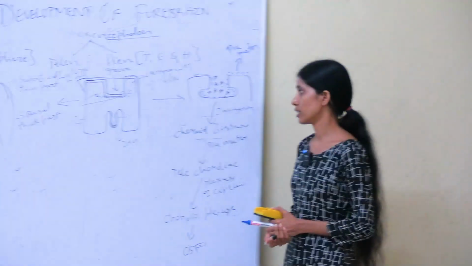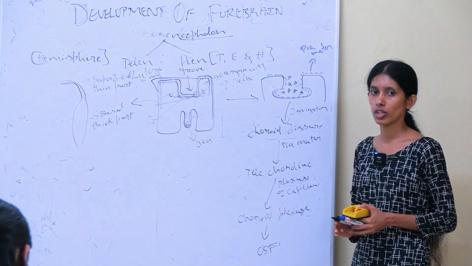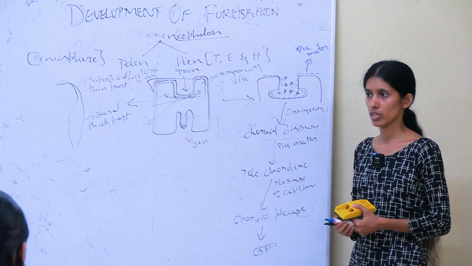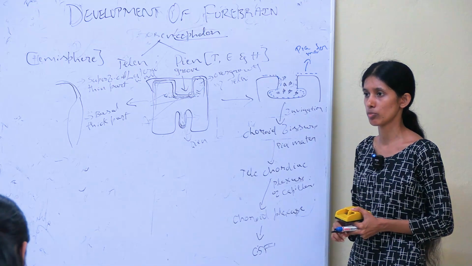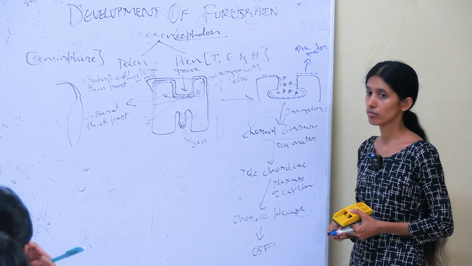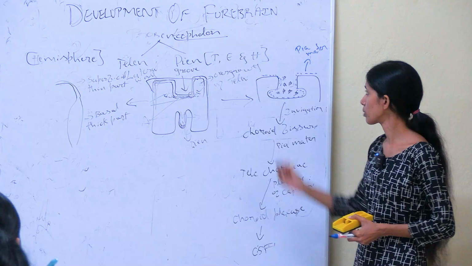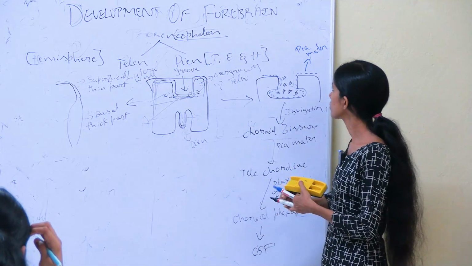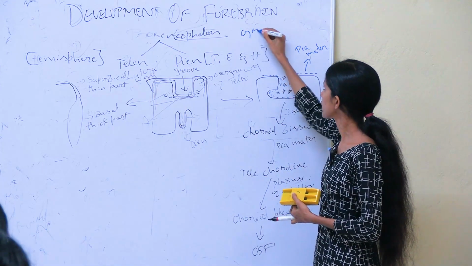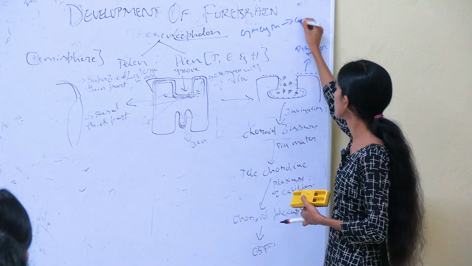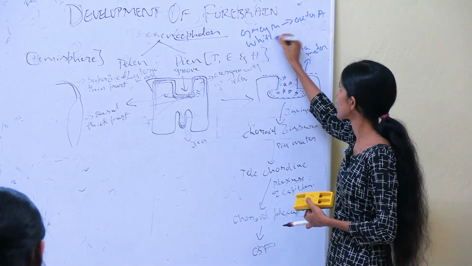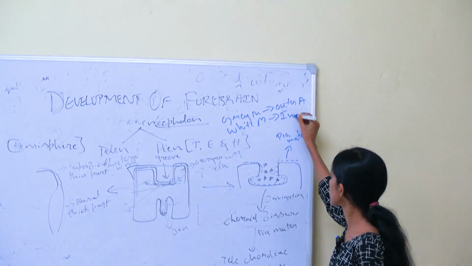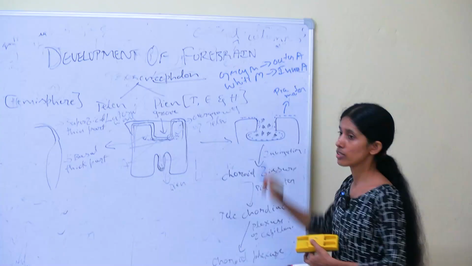So where can we see the grey matter and white matter in your cerebrum? Your grey matter is present in which aspect, inner aspect or outer aspect? Outer aspect, okay. Grey matter is present in the outer aspect and white matter is present in the inner aspect. What is the reason?